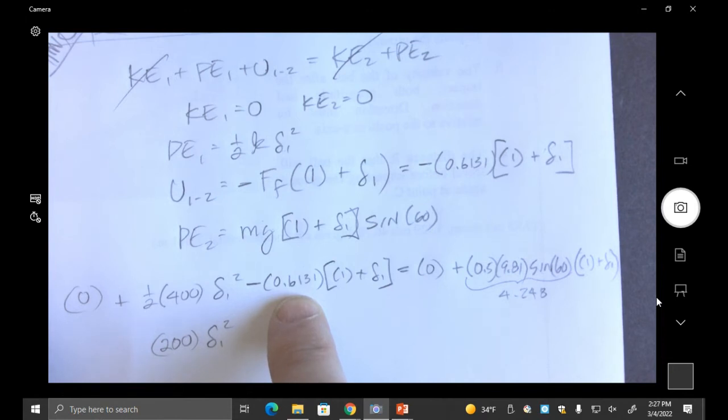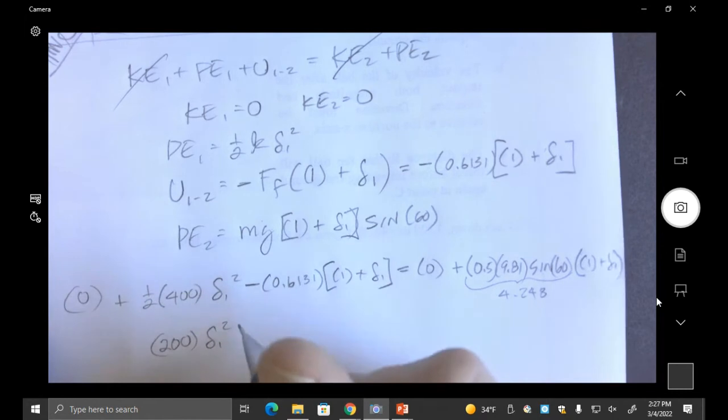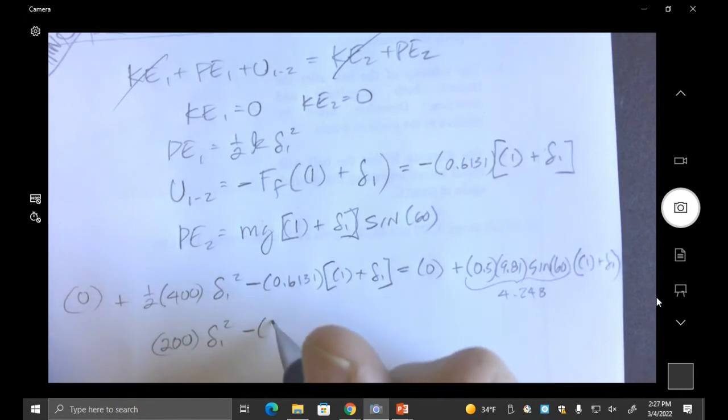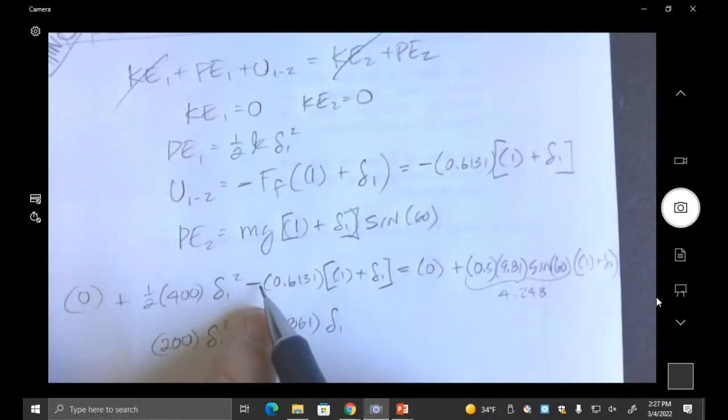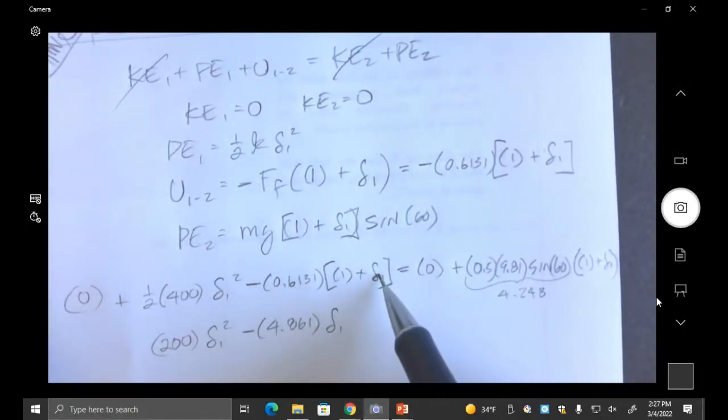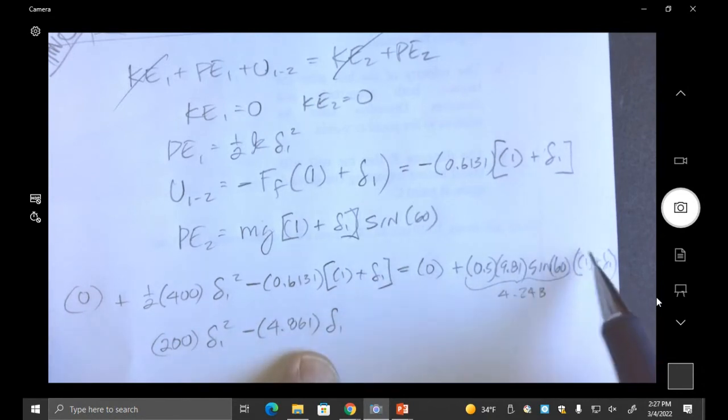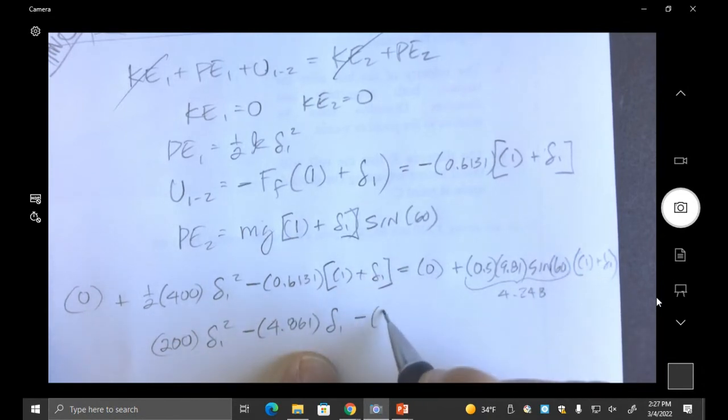Okay, cool. And so 0.6131. So we're going to have a negative 4.861 del 1. And then this 2 is going to also be negative. And that's going to be negative. So this is going to be negative 4.861 equal to 0.